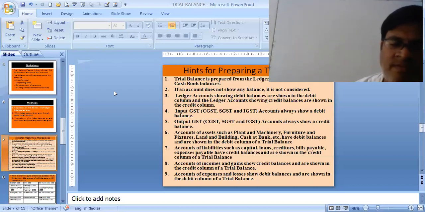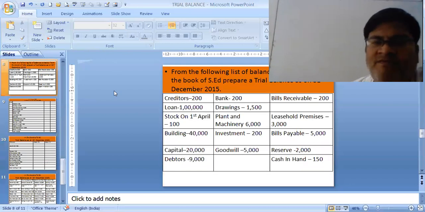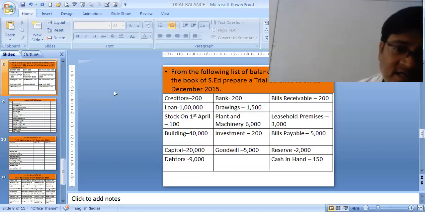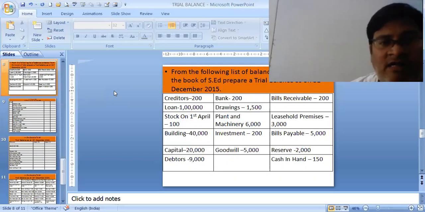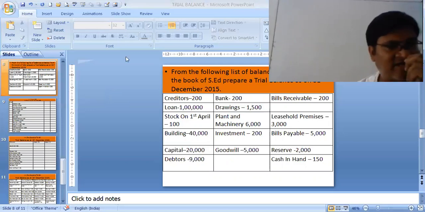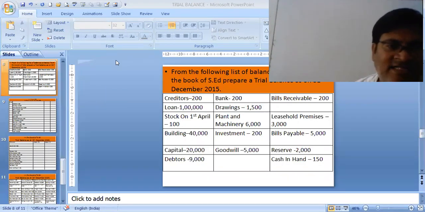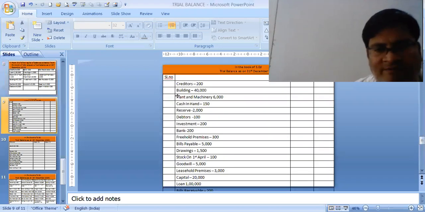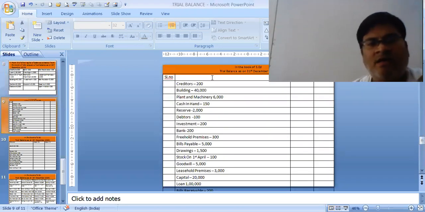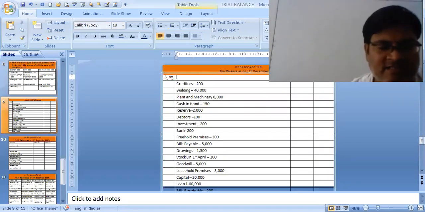Learning all this, we will be preparing. This is the sum: from the following list of balances extracted from the books of SF Limited, prepare the trial balance as on 31st December 2015. Now see the items. We have already prepared this. I have written all the things. Let's do this trial balance.